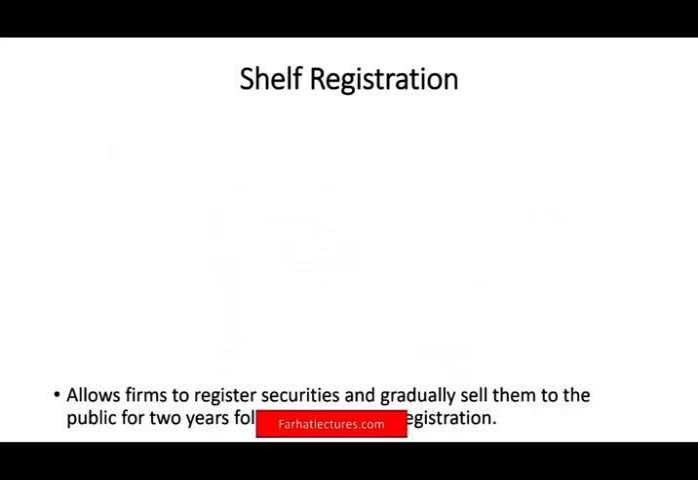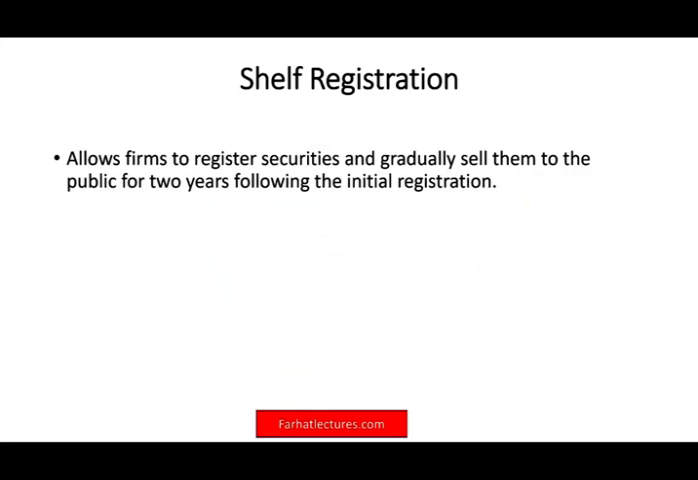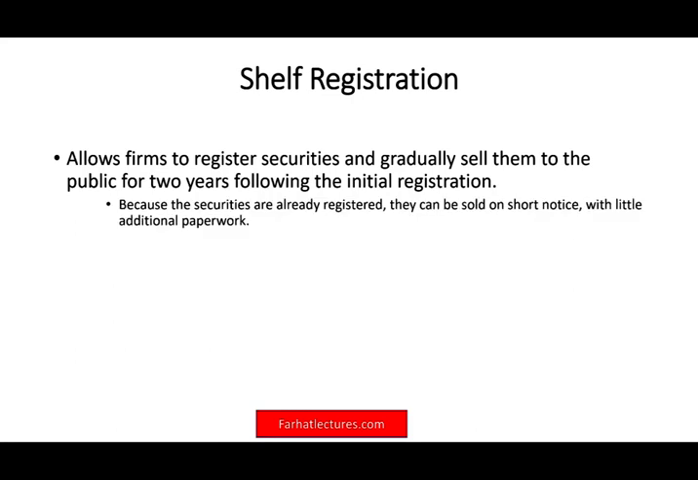Also, companies have the option of what's called self-registration. It allows the firm to register securities and gradually sell them in the following 2 years. So you have the stock registered and sell it later in the next 2 years. You don't have to go back and go through the same process with the SEC. It's called self-registration because the stocks are already registered, so they can be sold on short notice with little additional paperwork.